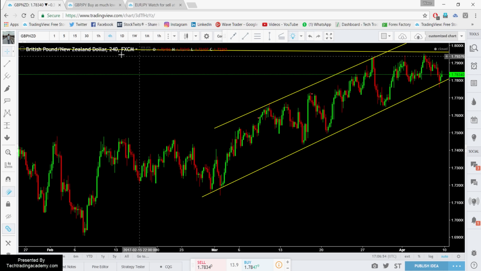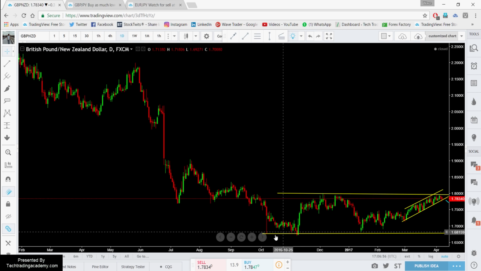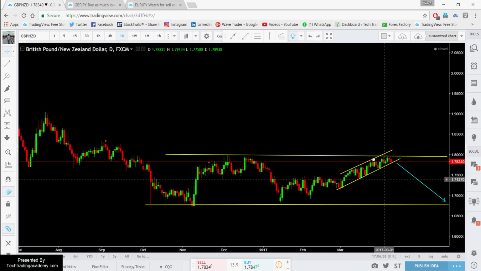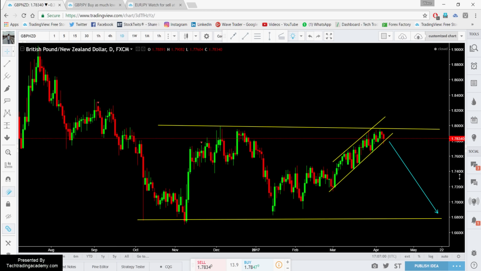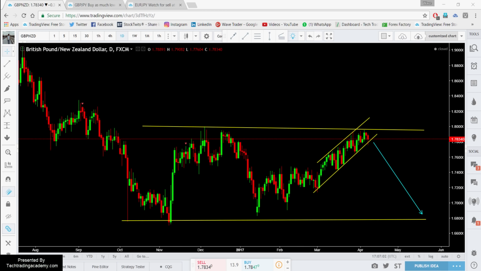Pound New Zealand is about to break down, guys. Just keep an eye on it. Yeah, it is about to break down. It is so corrective, you all can see that. We are about to break out. Maybe we're going to get a breakout this week. The week is just about to start. Maybe we're going to get a breakout to the downside.